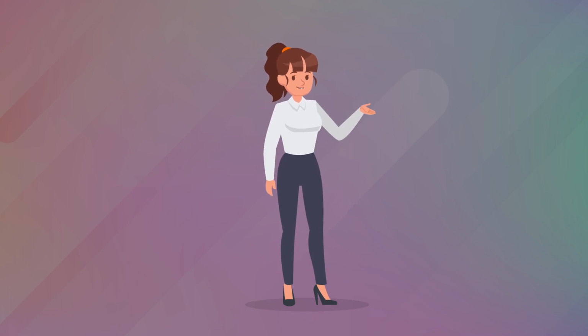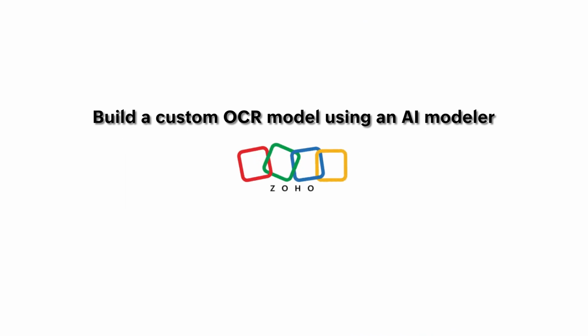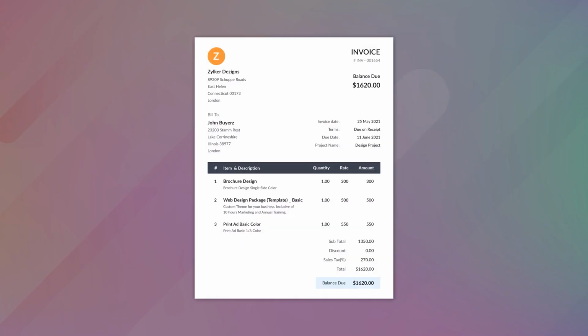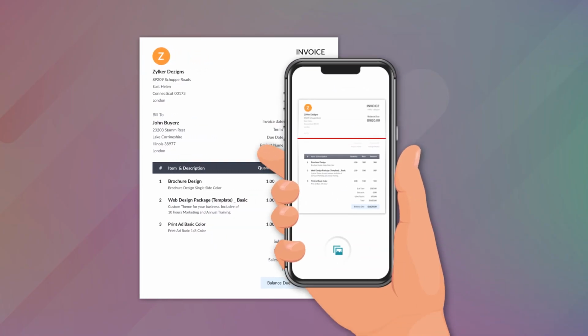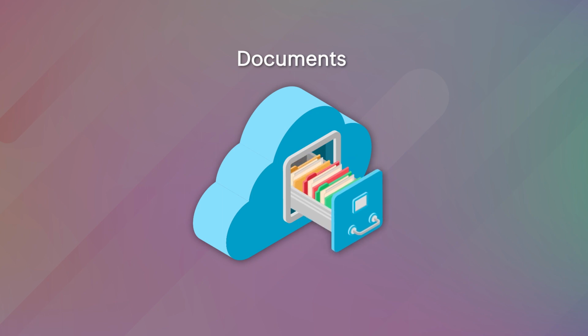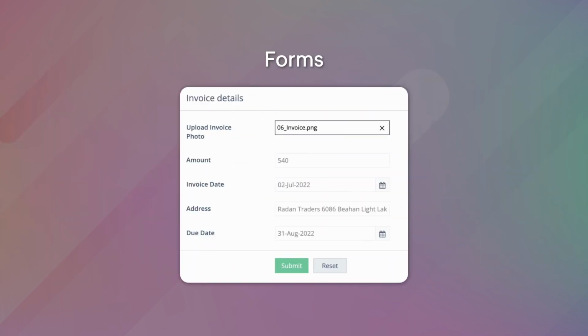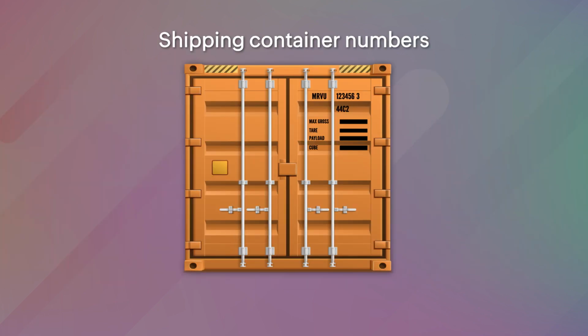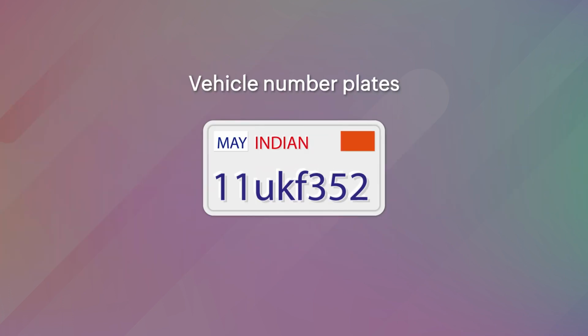Everyone, in this video, we'll learn how OCR can make your app work smarter by recognizing text inside images. Optical Character Recognition, or OCR model, is a text recognition model that identifies and extracts text from digital images. The images could be documents, invoices, forms, ID cards, shipping container numbers, or vehicle number plates.